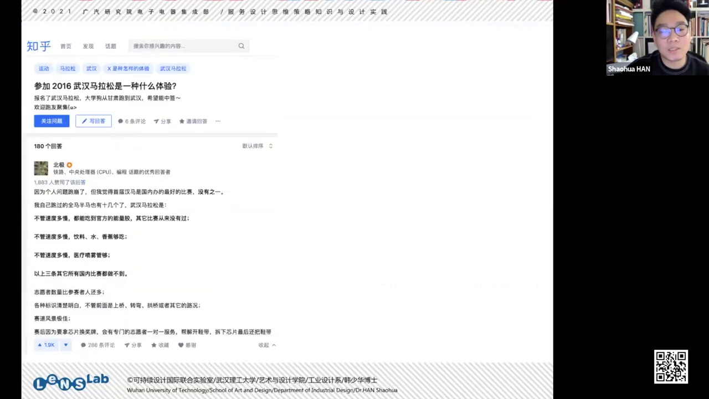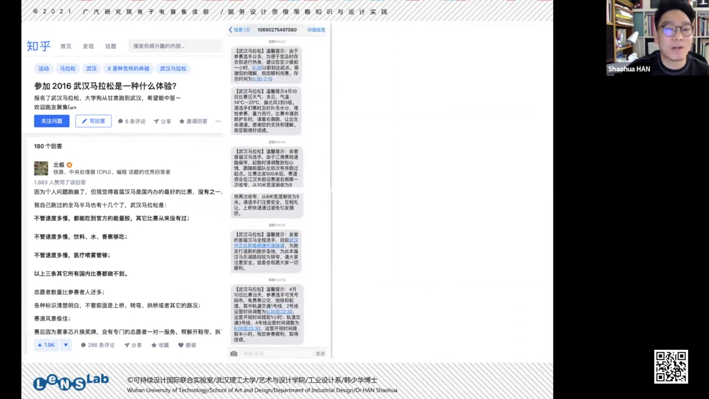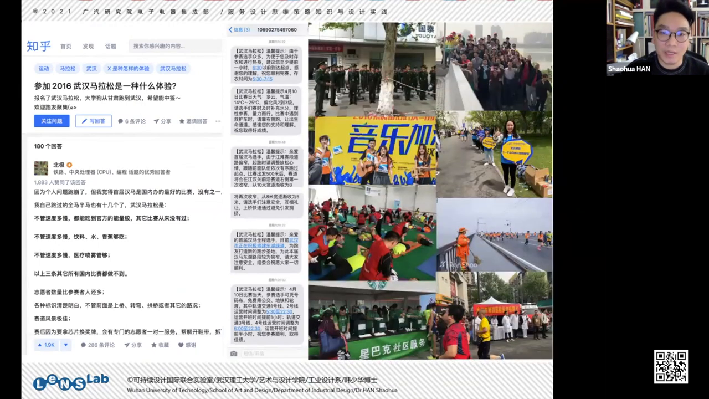Then we got some other touch point designs. That day was the 2016 Wuhan Marathon. At that time, we had short messages and also many kinds of handbooks. And the pictures on the right show the different touch points in the marathon.